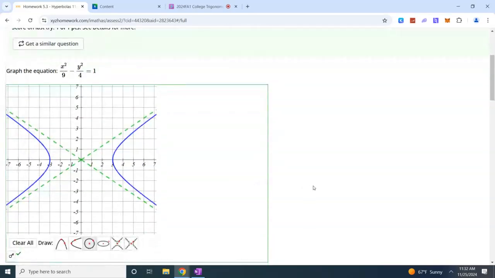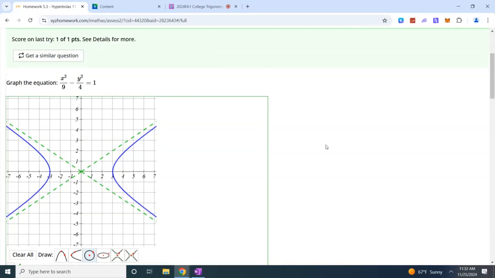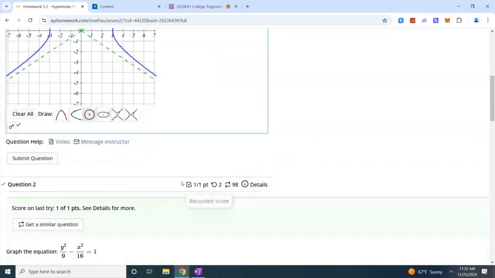So you plot the center. Well, first you choose the model form, plot the center, move along the transverse axis, move along the non-transverse axis, set your point, and then you have your graph. Now, for those first two, they were centered at the origin.